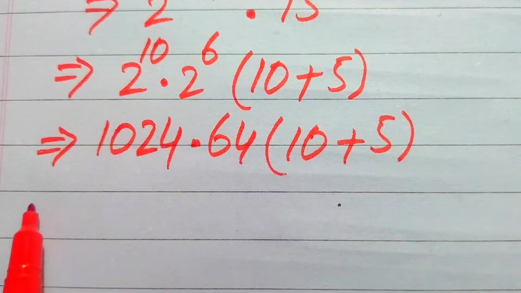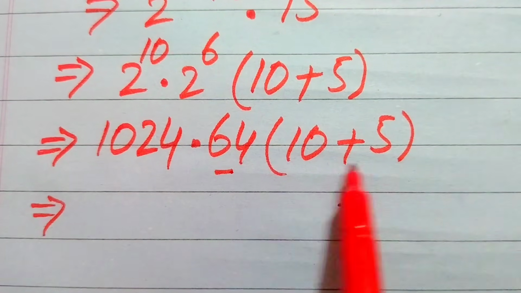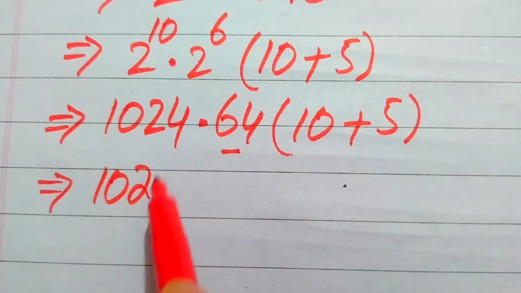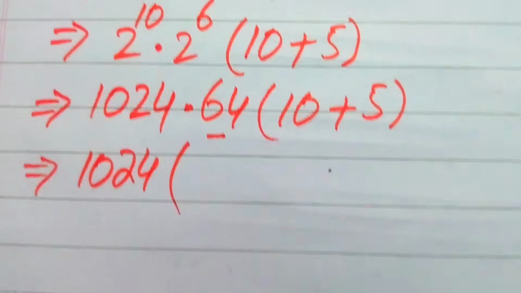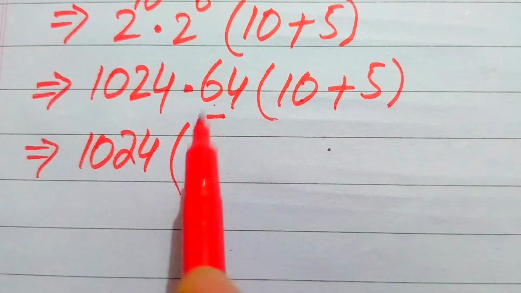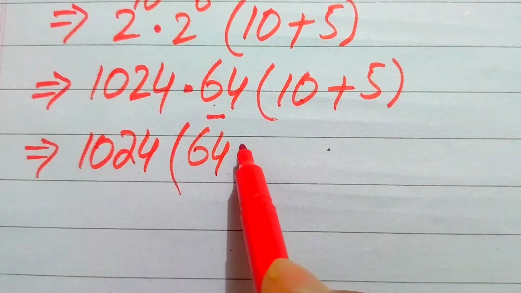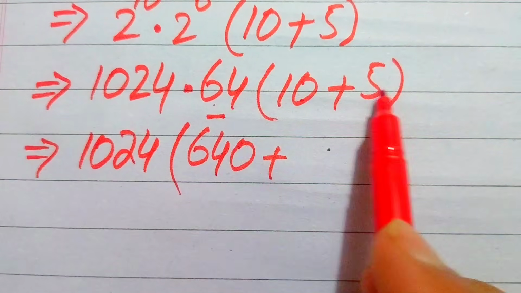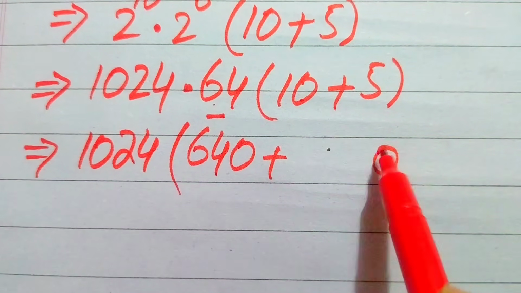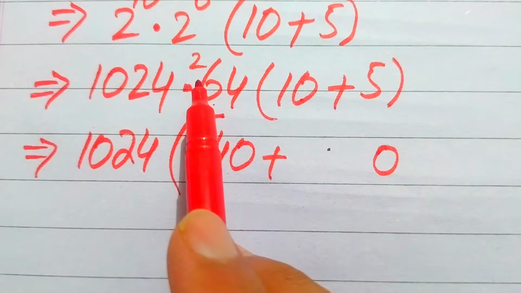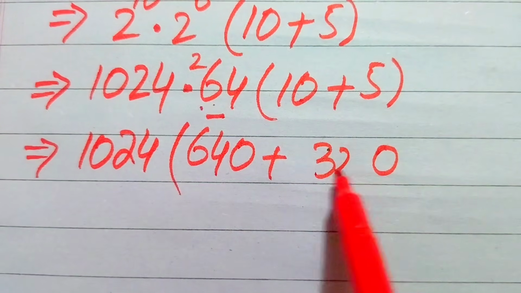First we need to multiply this 64 separately with both of these values. We have 1024 times, and when we multiply 64 with this 10, we just write the 0 here, and we get 640, plus 5 times this number: 5 4s are 20, we write 0 and carry 2, 5 6s are 30, 30 plus 2 becomes 32.